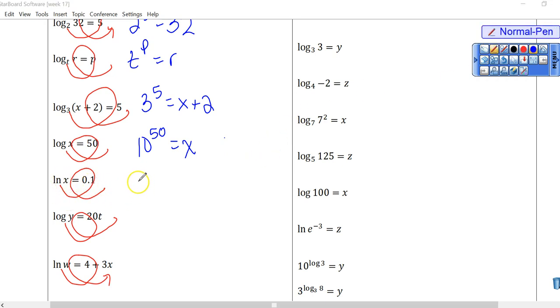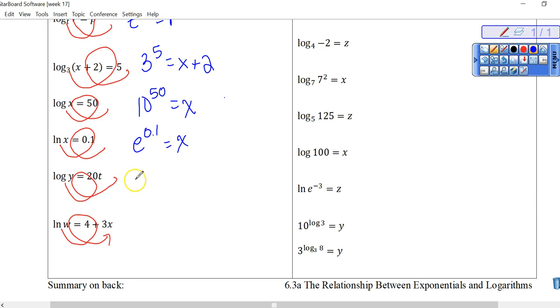Okay. Let's see. Here we go. How about this one? E to the... So we could plug that into the calculator. We could solve that. How about this one? 20t equals y. Yep. And then e to the... You got it. Equals w. Now, we couldn't solve those two. Too many variables. Well, I guess if we did x's and y's, we could plug them in and graph them. Those would be vertical asymptotes, logarithmic curves. All right, so those are conversions.